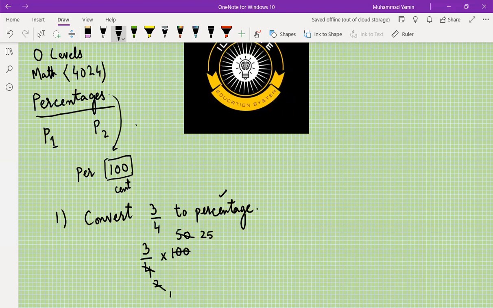In the denominator, when 1 is there, we eliminate that 1. And in the numerator, whatever values are there, we multiply them together. Like here, it is 3 into 25. That gives us 75, and we write the answer as 75 percent. This is the symbol for percentage.